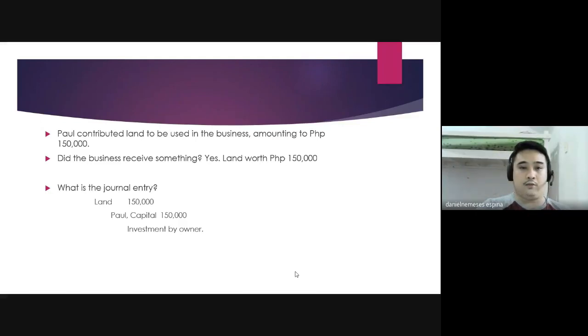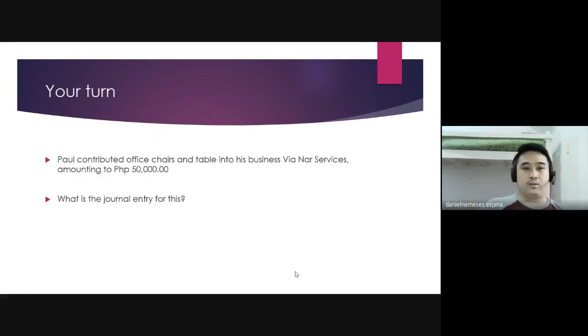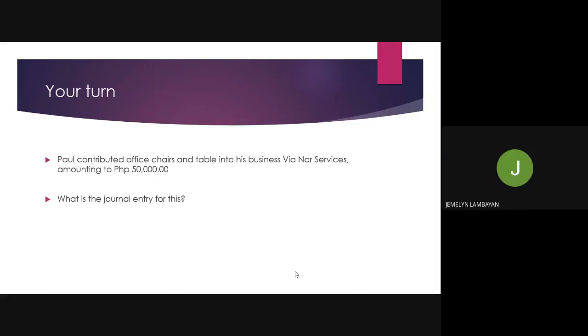Okay, let us see if you have understood. Paul contributed office chairs and table into his business via NAR Services amounting to 50,000 pesos. What is the journal entry for this? Furniture and fixtures, sir, for the debit. Then Paul, capital for the credit.